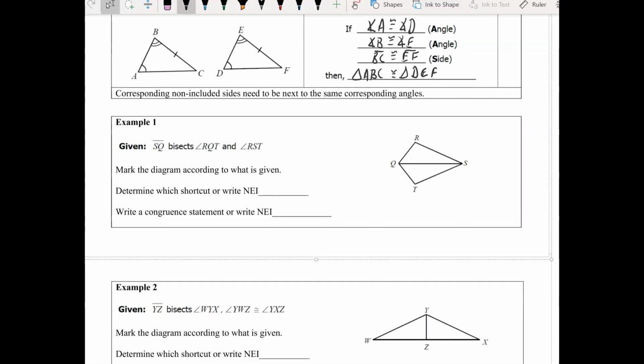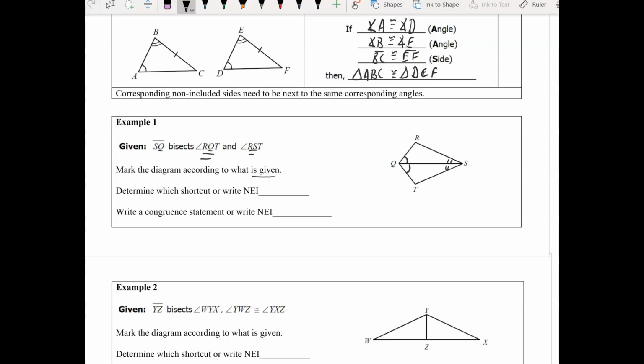So first, we're going to mark what we're given, which is SQ bisects an angle. Now remember, the word bisects means cut in half, and the angle RQT is cut in half, which means it's cut into 2 equal parts. So these 2 angles are equal. And it also bisects angle RST, so that's on the other side. So these 2 angles are also equal.